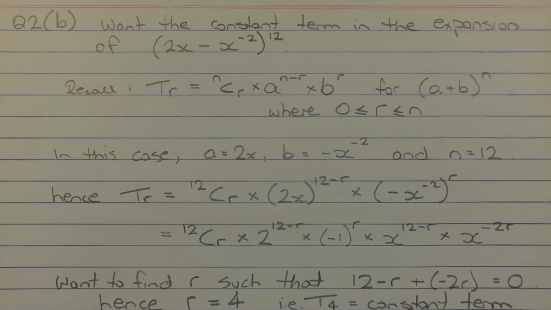Now we get this term here using one of the index laws, the power to a power law. Notice that this negative here has ended up here, and the 2 and the x here have been broken up as well. So this 2 is this 2 here, and this x to the power of 12 minus r is this x here.